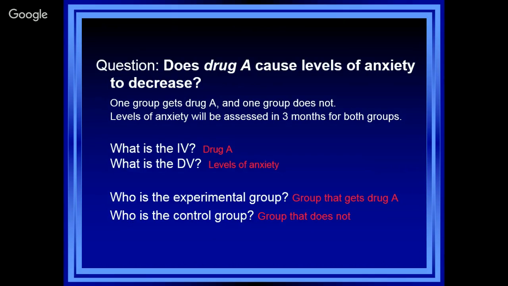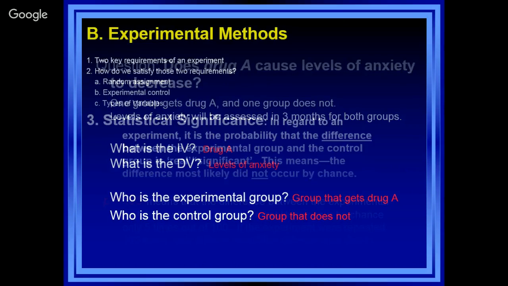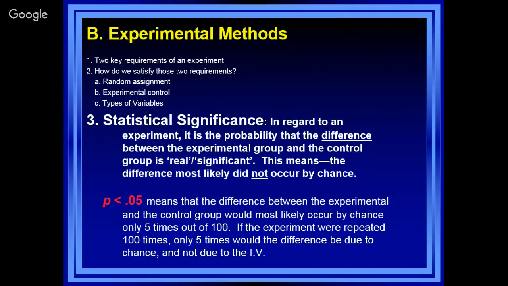Taking drug A must have caused lower levels of anxiety in the experimental group because they're statistically significantly lower than the control group in levels of anxiety. And that's a term, statistically significantly. Let's talk about statistical significance, because that's a term you'll see when you see research being reported, especially in journal articles.